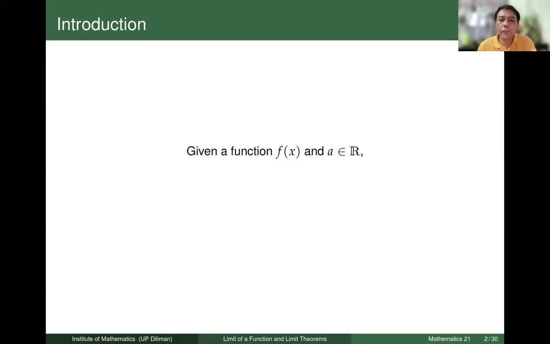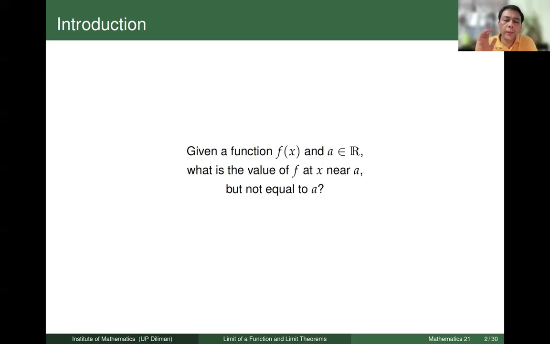So given a function f of x and a real number a, which means a is an element of the set of real numbers, what is the value of f at x near a, but not equal to a? So we say that x approaches a, but x is not necessarily at a.